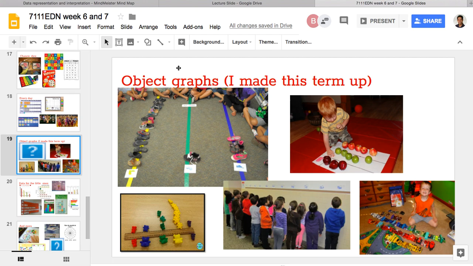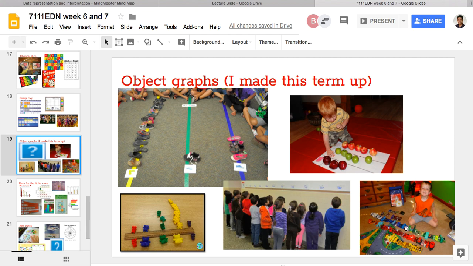Now in terms of object graphs, now this is something I made up, here are some great investigations. So here's that apple activity, okay? So here, classifying apples, placing them in a line and getting a good kinesthetic sense of what a graph should look like.